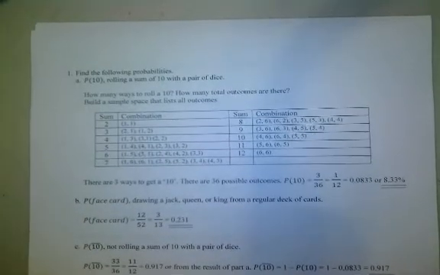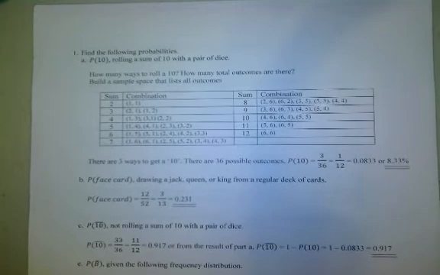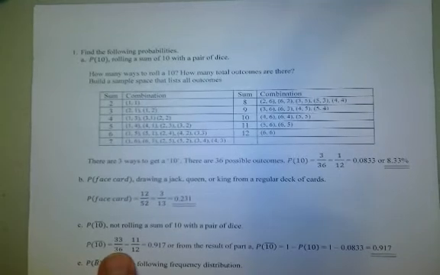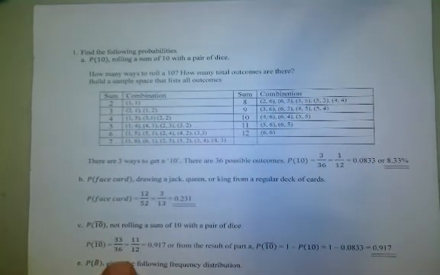Okay, next. What is the probability of not rolling a 10 with a pair of dice? Well, if there were 3 ways that you could get a 10, then there have to be 33 ways that you don't get a 10. In other words, 3 and 33 have to add up to the entire possibilities of outcomes, which is 36, and that was up here. There are 36 possible outcomes. So 33 over 36 is 0.917.